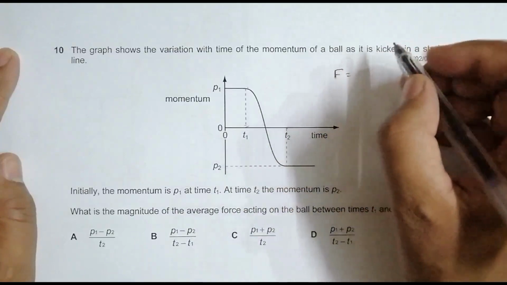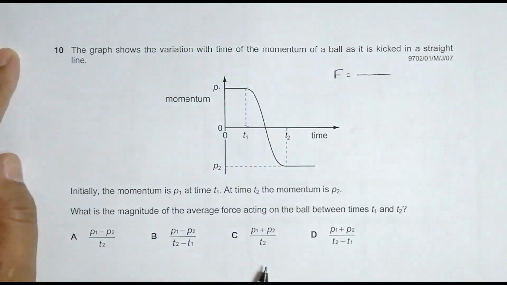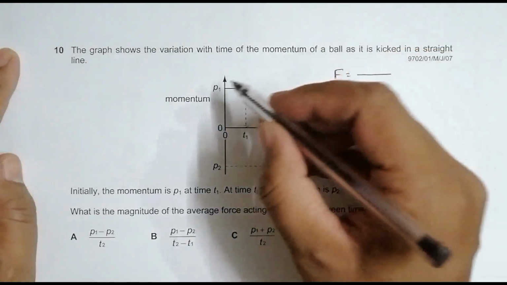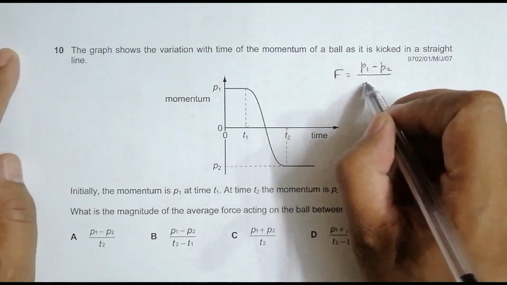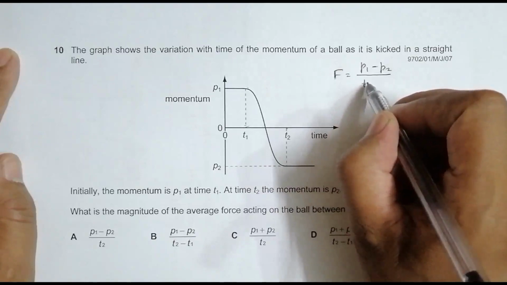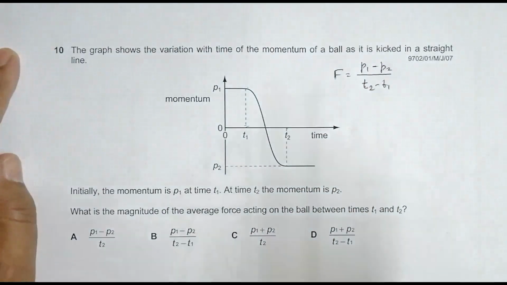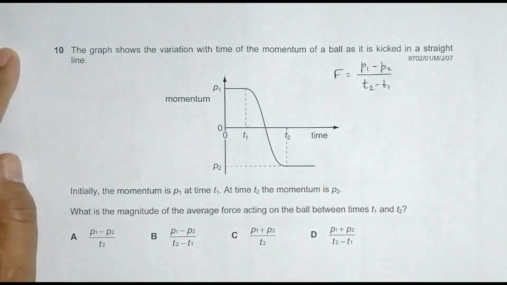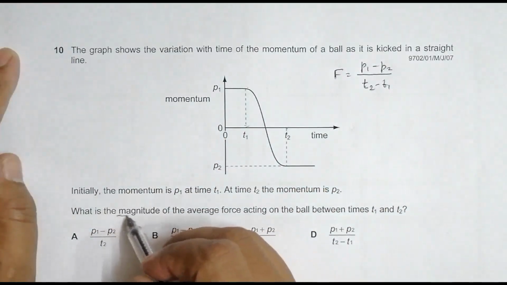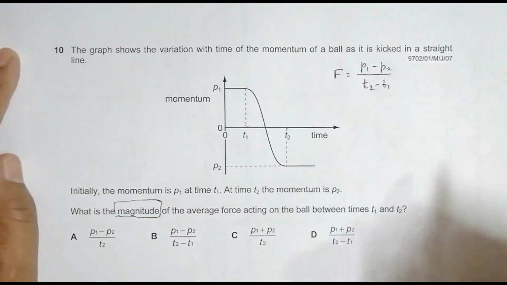If I do so, the numerator should show the change in momentum, and the denominator should show the change in time. In the numerator I have the initial momentum P1 and the final P2, divided by the time difference t2 minus t1. Now I should have used P2 minus P1, final minus initial, but here we are simply concerned with the magnitude, so we can just use larger value minus smaller value.